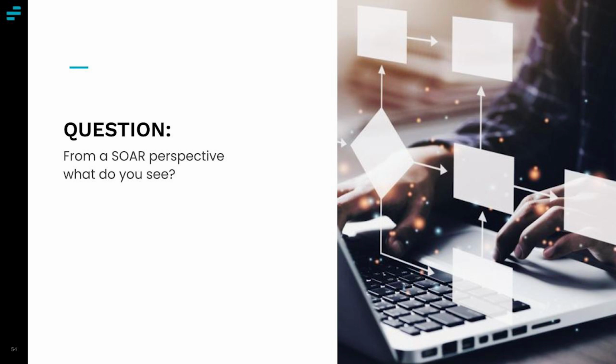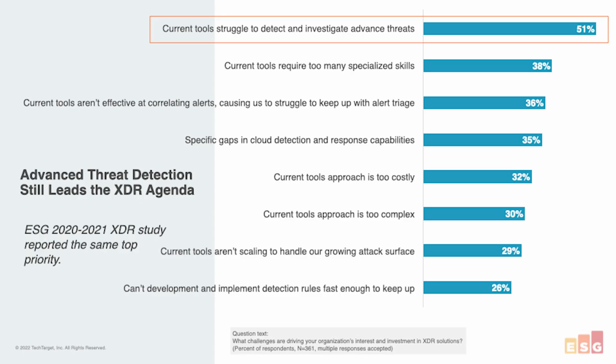Yeah, I tend to agree, and I'll give you a little bit more research here. When we asked why you would look at the detection capabilities of XDR, 51% of those that we surveyed said that current tools struggle to detect and investigate advanced threats. So clearly there's something that we're not doing or we don't have that's persuading people to look beyond that at XDR. And XDR does. It extends the aperture from just the endpoint or just the network to other areas.